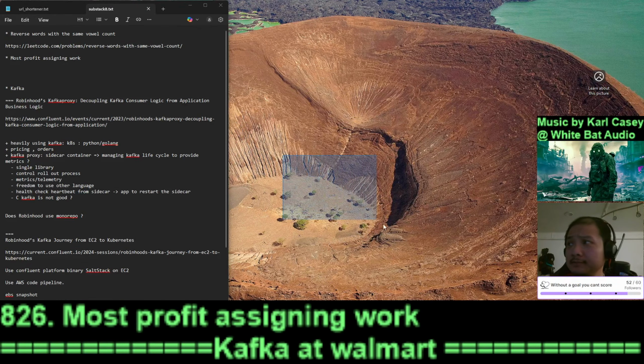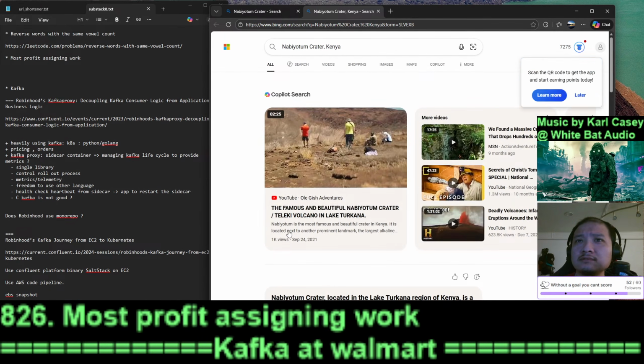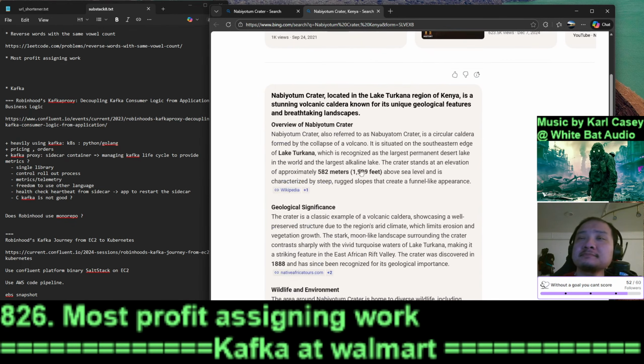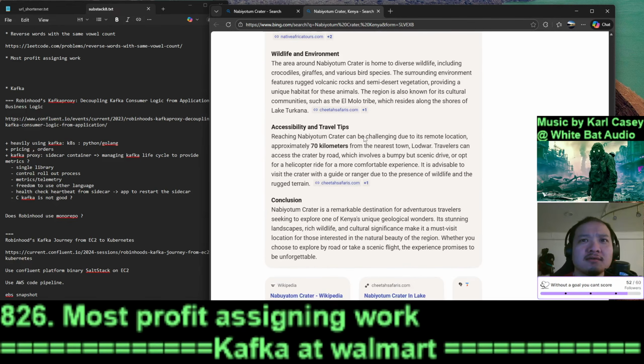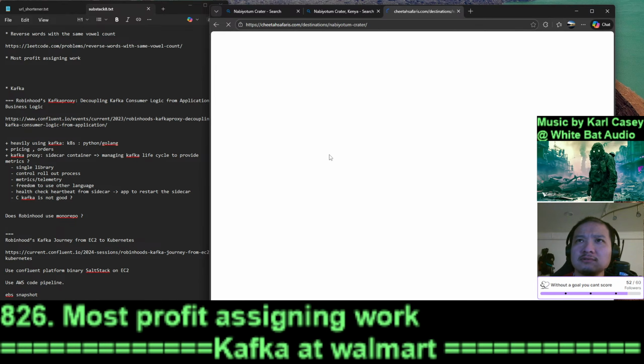Well, let's see. Where's this? Nabiyotam Crater, Kenya. Wow, very nice. The volcanic caldera. Wow.